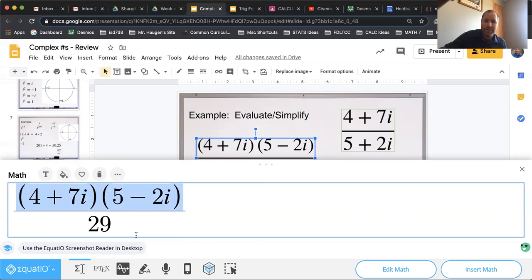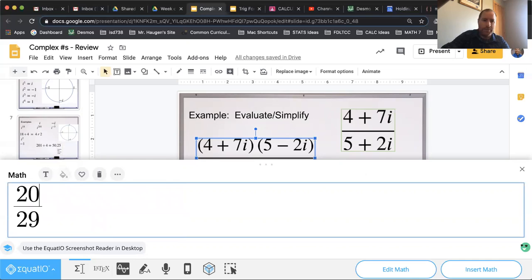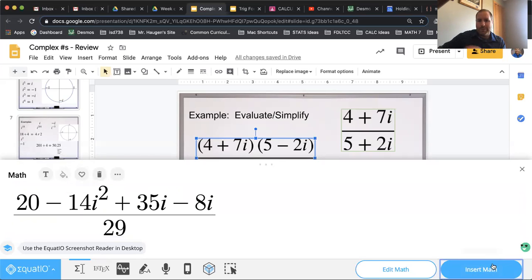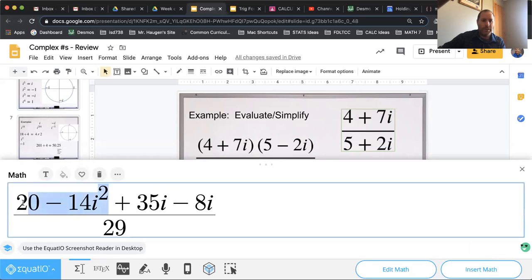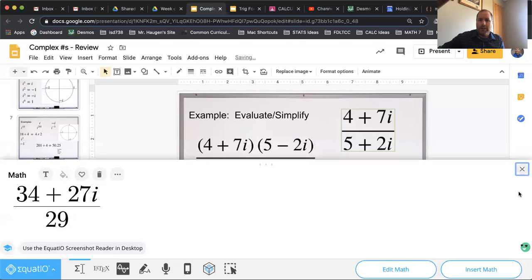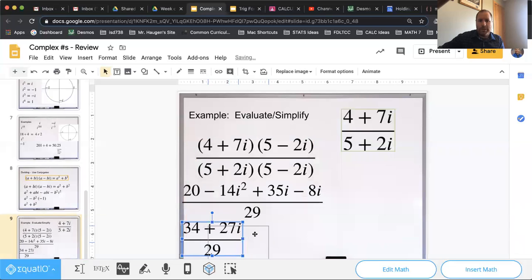And then this numerator stuff, well, there's no quick way to do that. We just have to work that part out. 4 times 5 is there. 7i times negative 2i is negative 14i squared. And then we just kind of have to work through 7 times 5, suppose it's 35i, and 4 times the negative 2 is negative 8i. There's no quick or easy way to do that. And we just work through. This is going to become positive 14. So we can put all that together and say that's 34. We can put these two together. 35 minus 8, I suppose, being 27. And there we have now worked that all the way out.